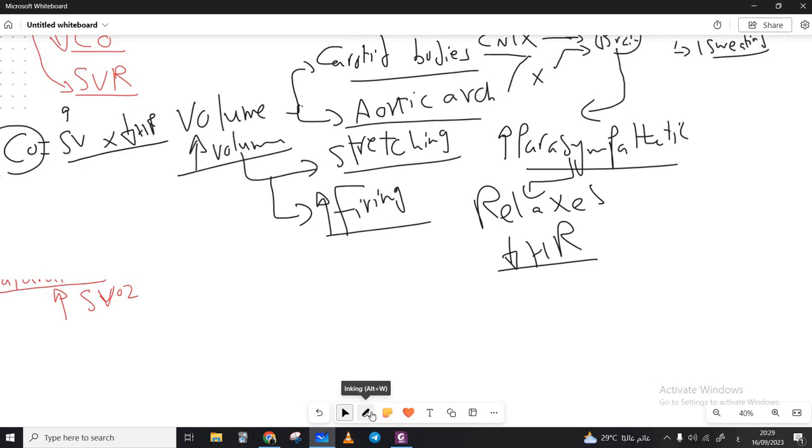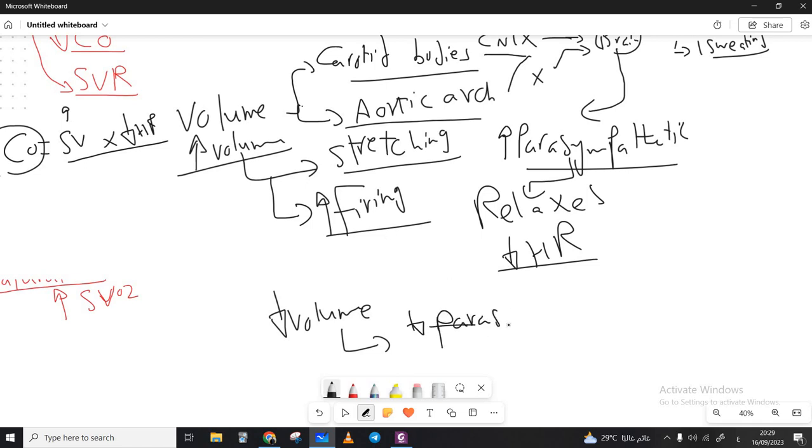That's it. And the opposite is also very important, and actually even more important. When you have less volume, these receptors are less stretched, because it's the blood itself that stretches them. When you have less blood, there is less stretching and less firing. This means less activation of the parasympathetic. And when you have less activation of the parasympathetic, the sympathetic system takes over.